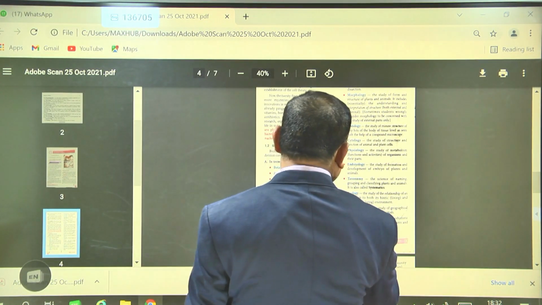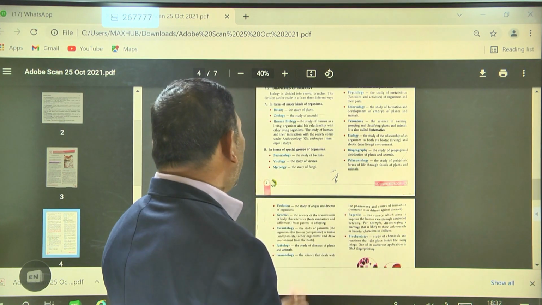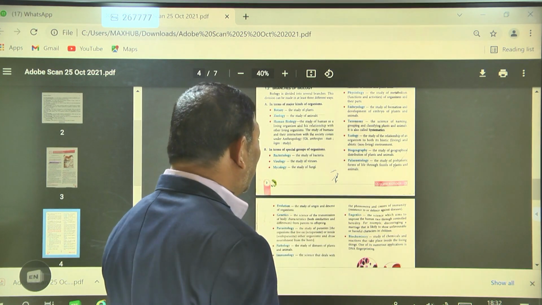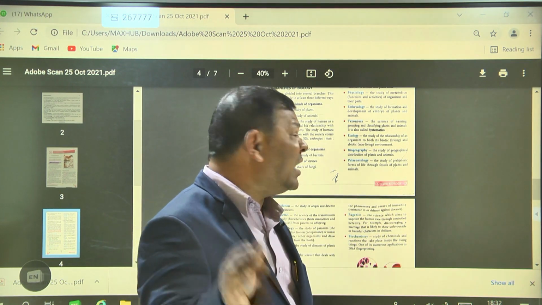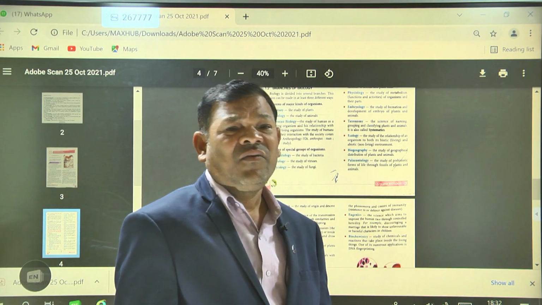Next, biogeography. What is biogeography? Biogeography is also a branch of science. It deals with the distribution of the plants and animals in a given biogeographical region.